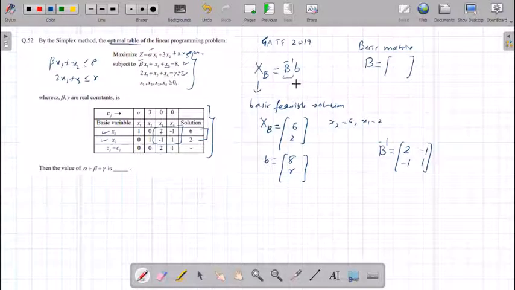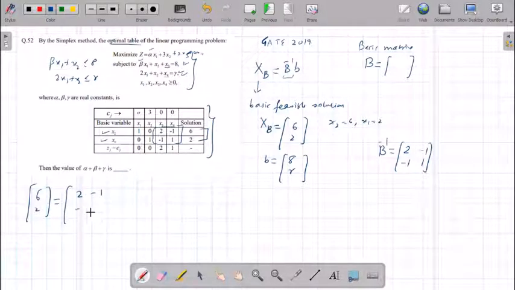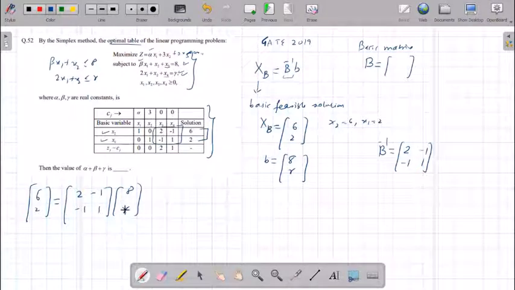Now I know B inverse, I can substitute in this relation. So XB should be B inverse b. Now you can find the value of gamma from here. Since to find the value of gamma we need an equation, I can write that equation. So 6 is equal to 16 minus gamma.